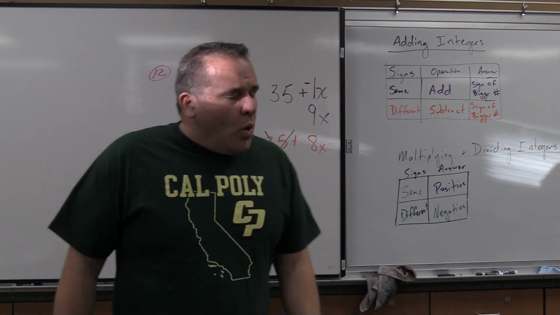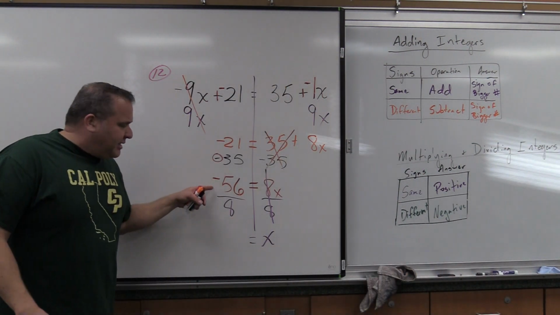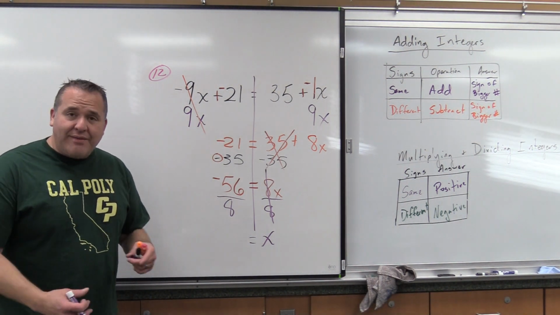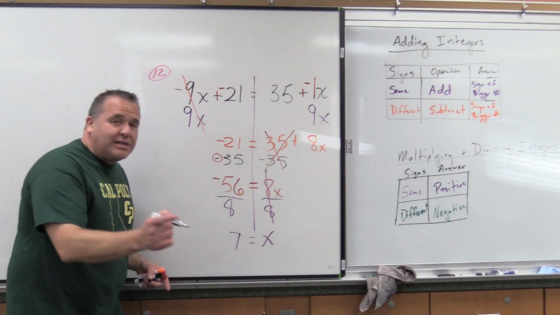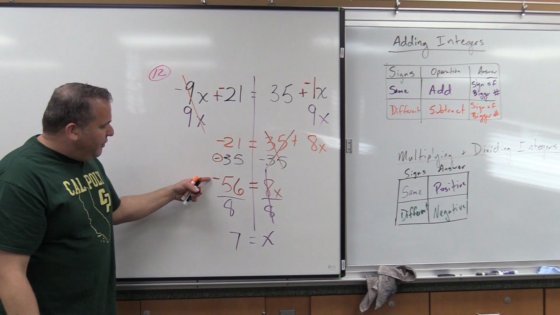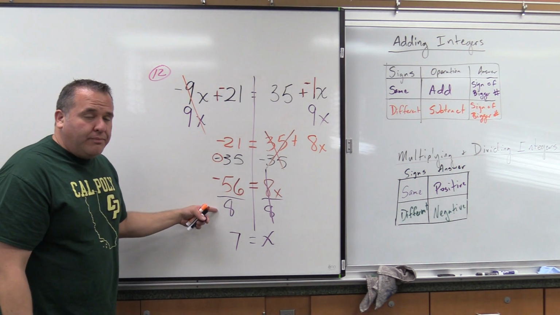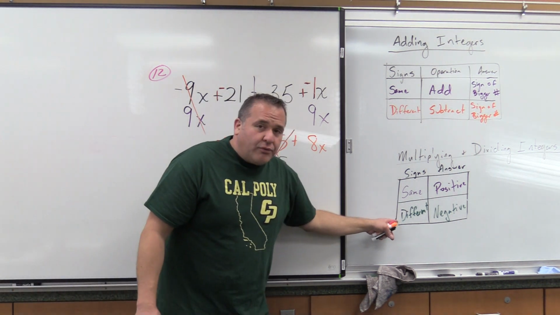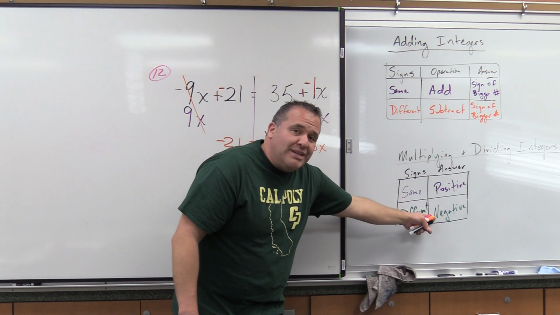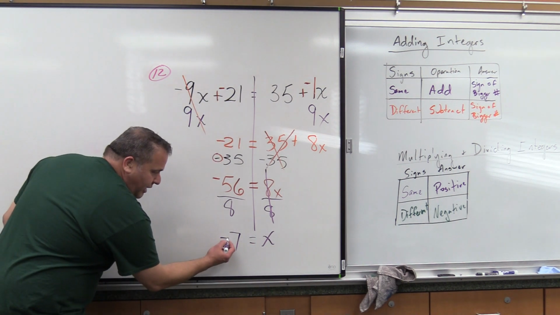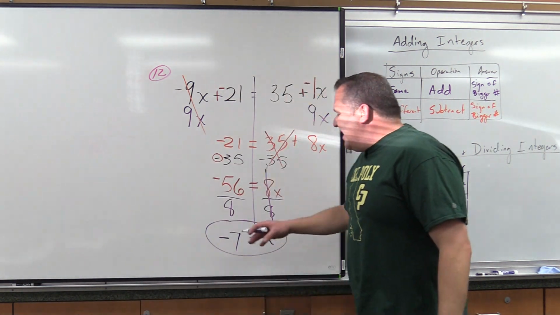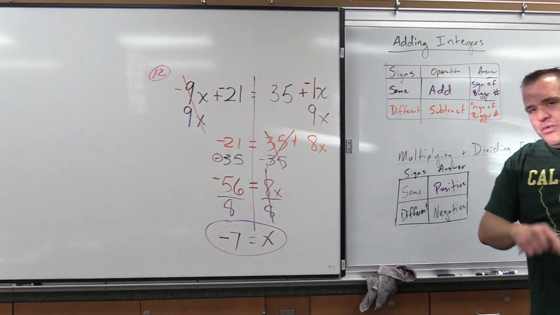Now, we have 56 divided by 8. What is 56 divided by 8? 7. So we have 7. But remember the question now, is it positive or is it negative? Well, if we look, these two signs right here are different. Because these signs are different and we're dividing, see, that's the dividing rule, our answer is going to be negative. So I'm going to put a negative right here, and look at that. That's our answer, just like that. Negative 7 equals x. Beautiful.